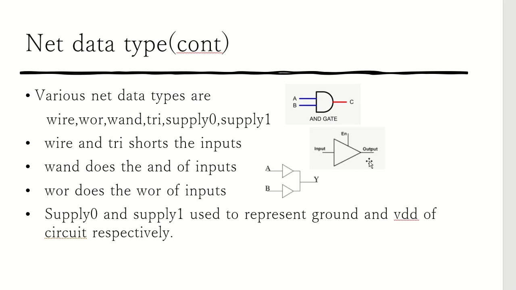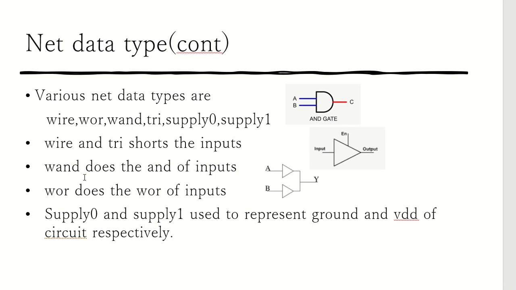Here, generally this tri is used to declare the output of tri-state buffers. Here, output is same as input only when enable is high. When enable is 0, output is high impedance state. So this type of variable, the output of a tri-state buffer, has to be declared as tri.